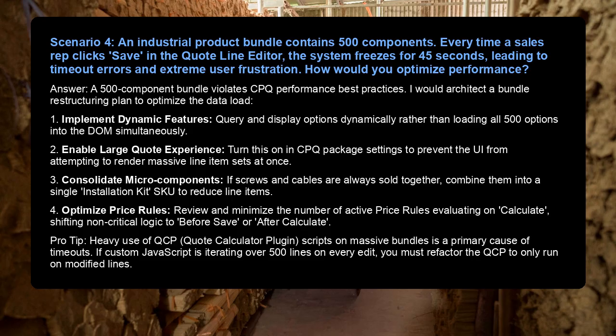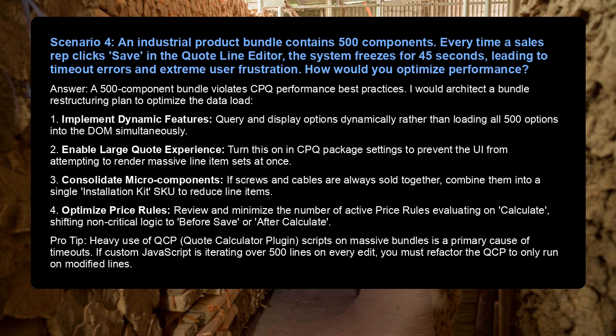1. Implement dynamic features. Query and display options dynamically rather than loading all 500 options into the DOM simultaneously. 2. Enable large quote experience. Turn this on in CPQ package settings to prevent the UI from attempting to render massive line item sets at once. 3. Consolidate micro-components. If screws and cables are always sold together, combine them into a single installation kit SKU to reduce line items.